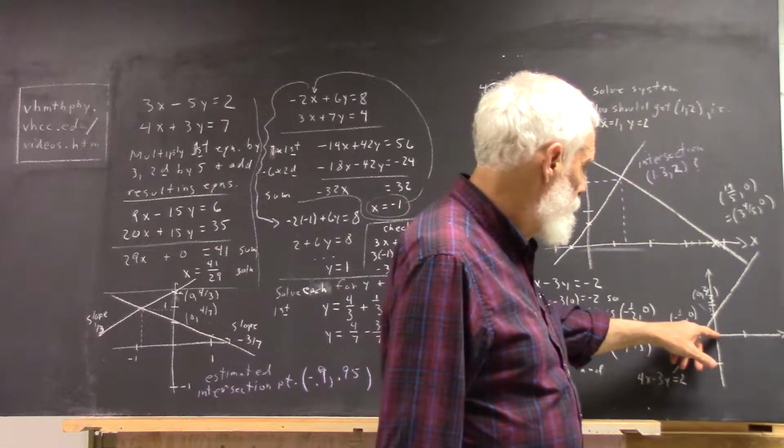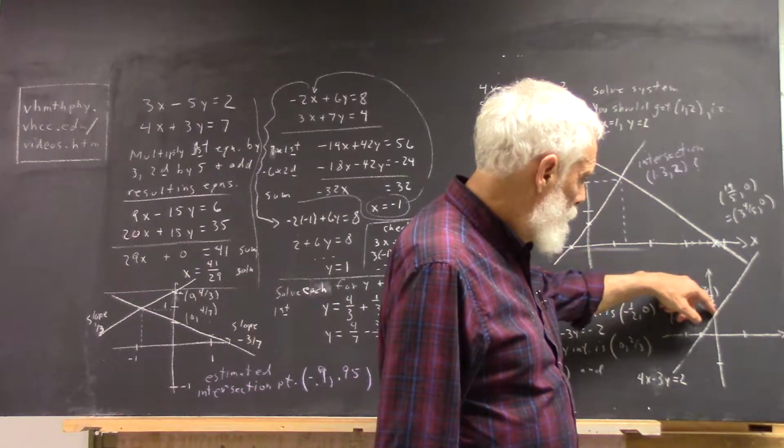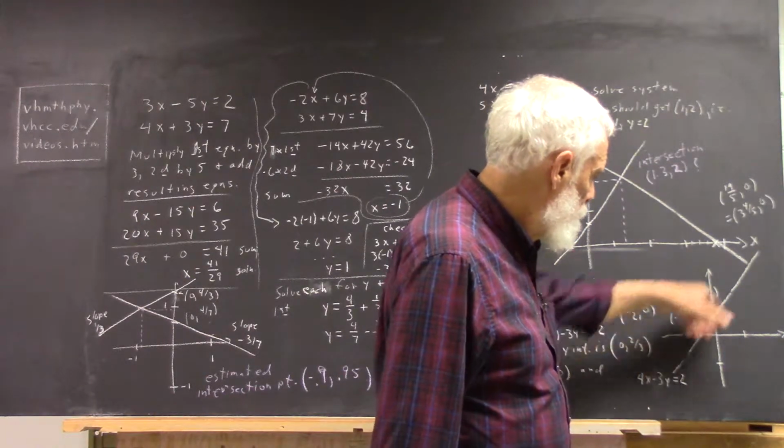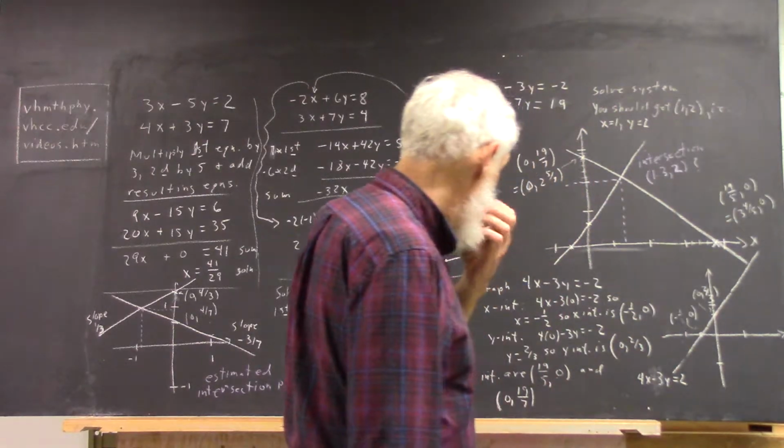Well, here's y equals 0, here's y equals 1, here's about 2/3 of the way, so that's the y-intercept. And then we draw a line through those 2 points. Okay? And that worked out just fine.